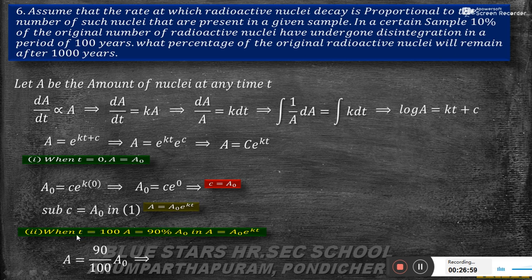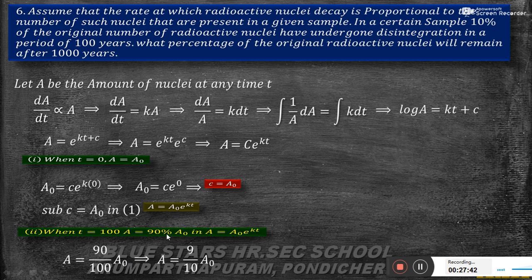Next, when t equals 100 years, you see here the period is 100 years. They give that 10% of the sample has disintegrated, so I take the amount of nuclei remaining as 90% of A naught. So I substitute t equals 100 years and A equals 90% of A naught.